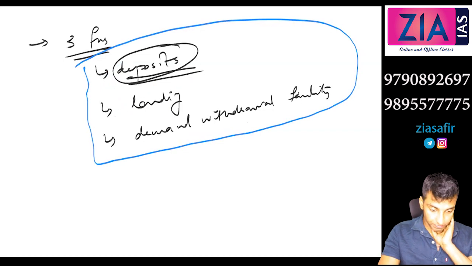Okay, now classification of banks. Next heading, you write classification of banks. So mainly scheduled banks and non-scheduled banks.